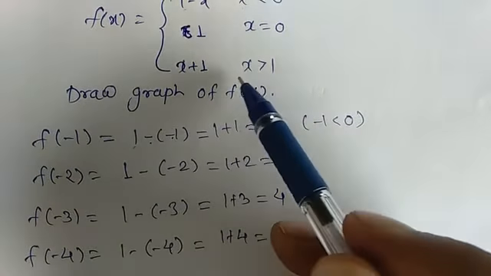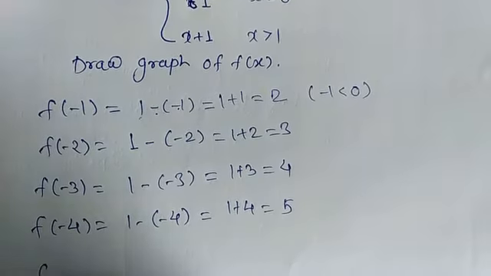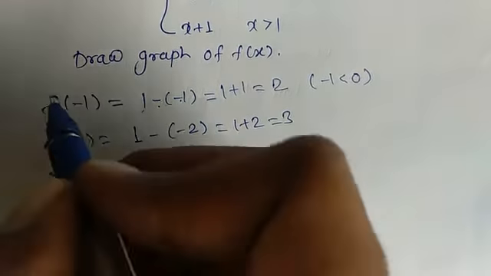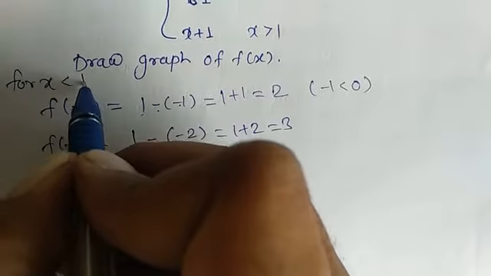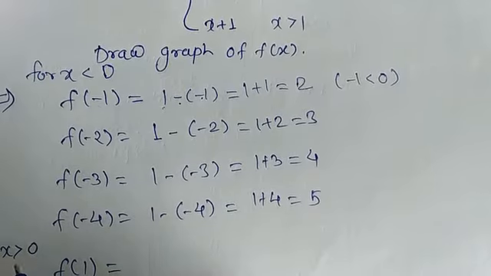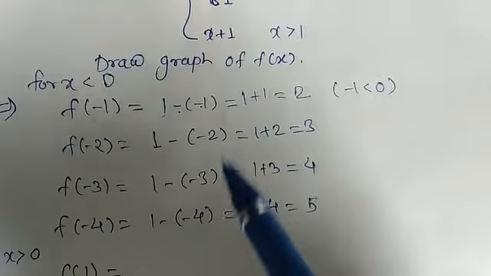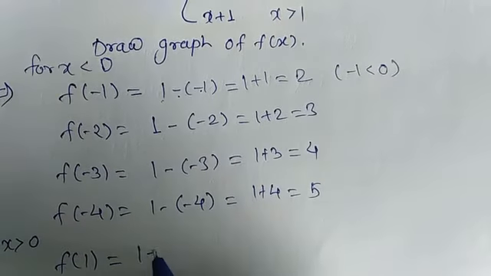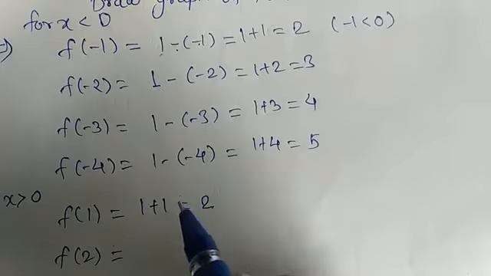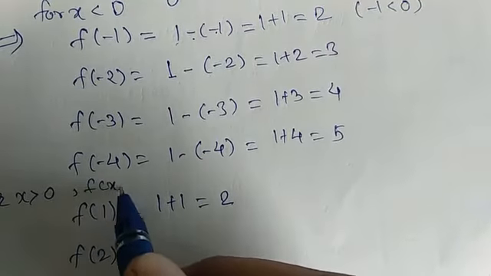Now we consider x greater than 0. For f of 1, we have considered x less than 0 before, so now for x greater than 0, 1 is greater than 0. So here we take f of x is equal to x plus 1. We can write f of 1 is equal to 1 plus 1 is equal to 2. Next, f of 2: here the function for x greater than 0 is f of x is equal to x plus 1.